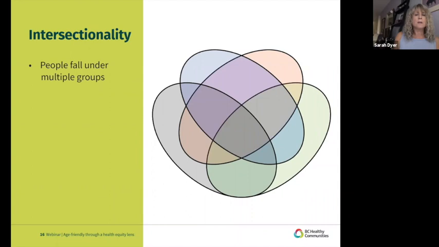This can be a complex, long topic on its own, but the main thing here is that no one falls under one group only. No one falls under only being female or male.